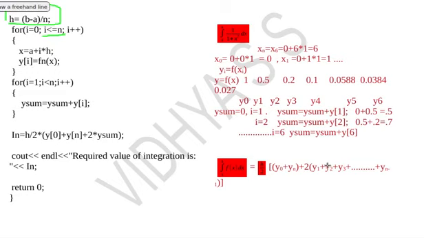After that I need to calculate the sum of y0 plus yn first. Then that is y0 plus yn plus 2 into the sum of y1 to yn minus 1. That is, I need to calculate the sum of y1 to yn minus 1. This will be calculated from this loop. That is, the i value will start from 1, y1 to i less than n, that is till n minus 1. When i reaches n minus 1, it will stop the iteration.